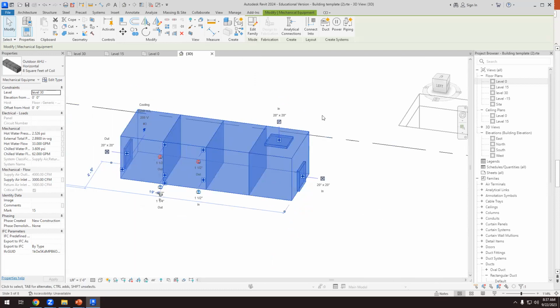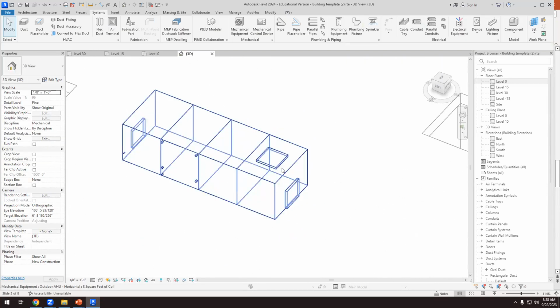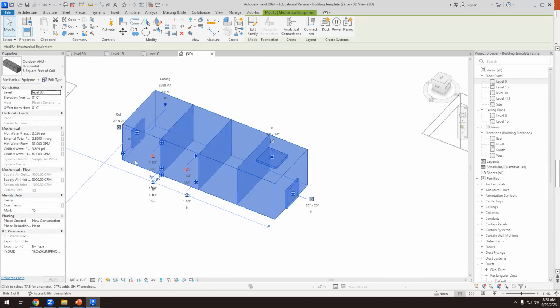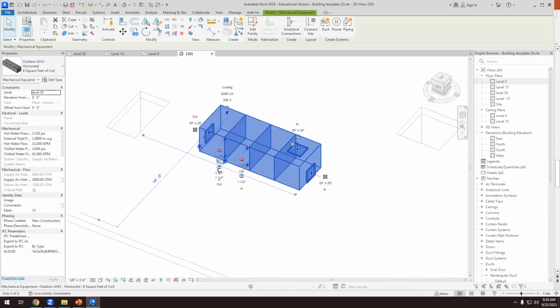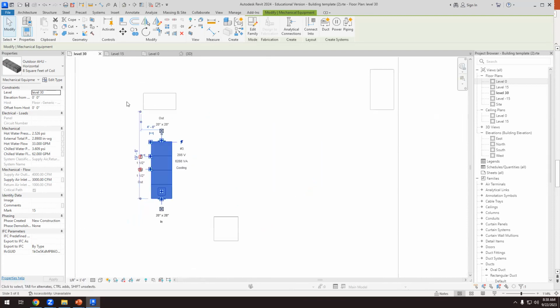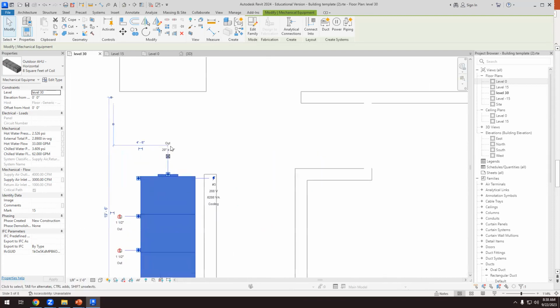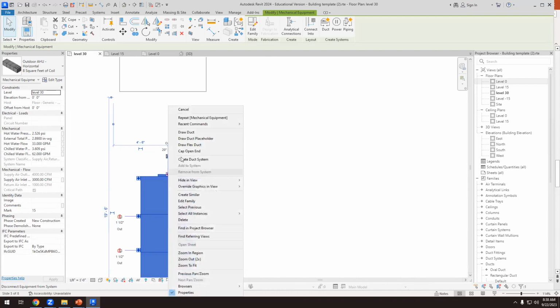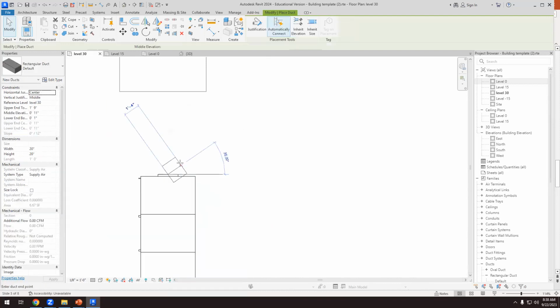But it depends on the air handling unit. If you download another family from somewhere else, it might be different. That's why we have to know what materials or what families we are working with. Anyway, there is only one out, so it's clear that this is the supply. So we draw that.